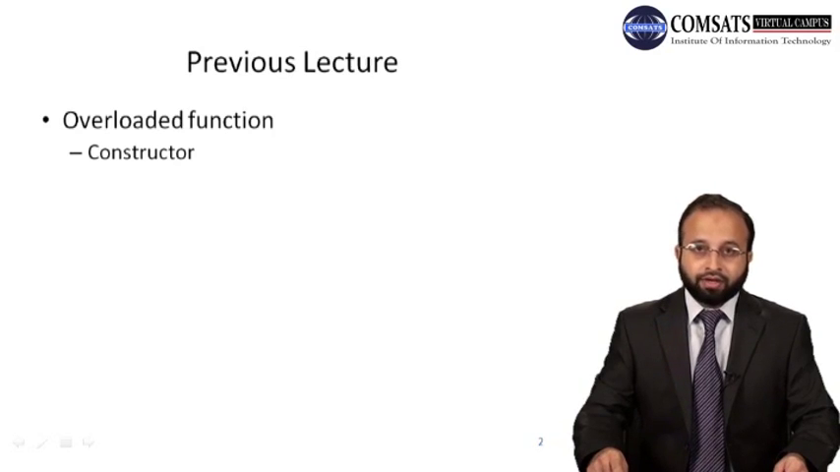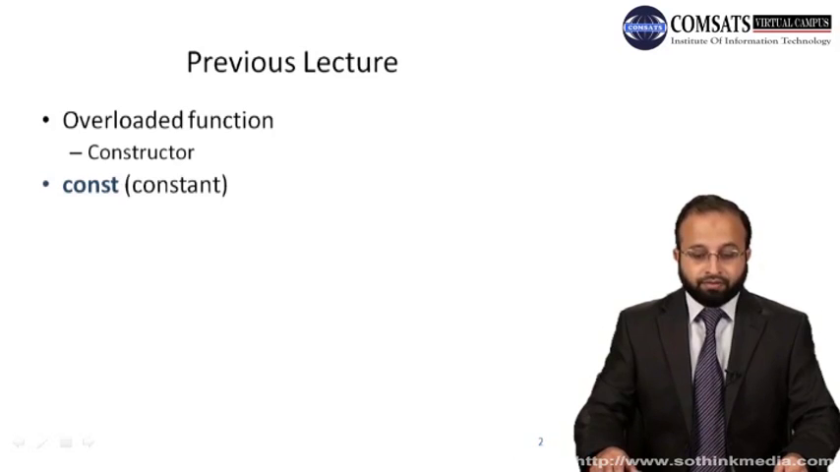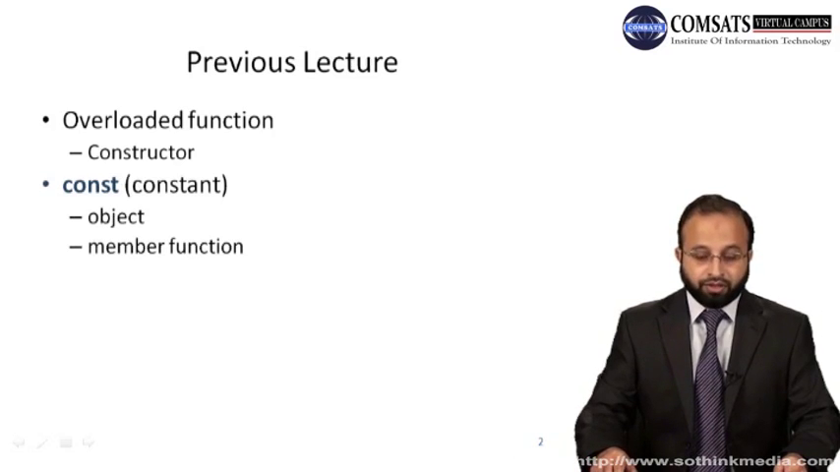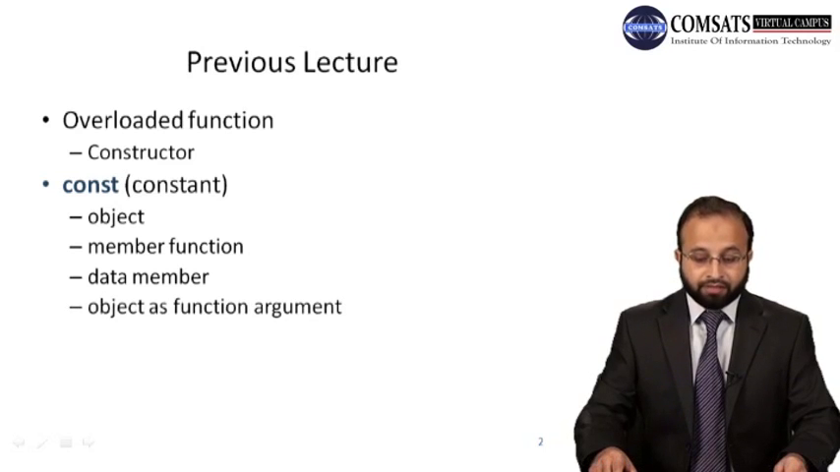So constructor overloading is you can have more than one constructor in a class, and then the number of parameters passed to that constructor should be different, and this is called constructor overloading. For example, you can have a constructor with no argument and a constructor with 2 arguments, 3 arguments, or 1 argument. Then we have seen a constant object, constant member function, constant data member, and constant object as function argument.